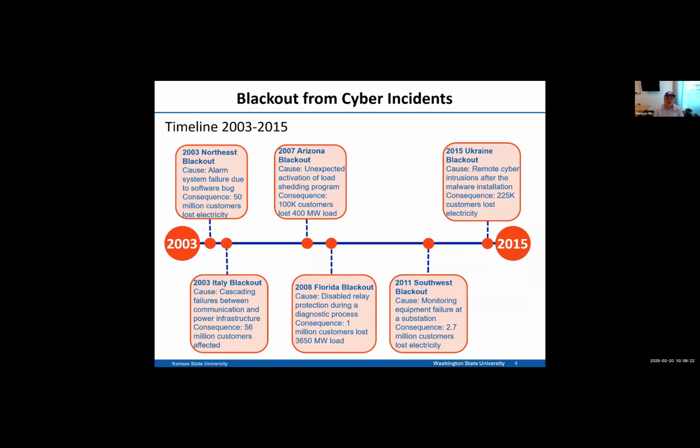This slide shows some multiple blackouts from 2003 to 2015 due to cyber incidents. We have the 2003 Northeast blackout, the Arizona blackout, and also the 2008 Florida blackout. The most well-known one is the 2015 Ukrainian blackout. Attackers switched off the breakers remotely in the Ukrainian electrical power system with the help of the BlackEnergy Trojan malware. More than 30 substations were disconnected, and 225,000 customers were without power for about 6 hours. So the impact was huge.